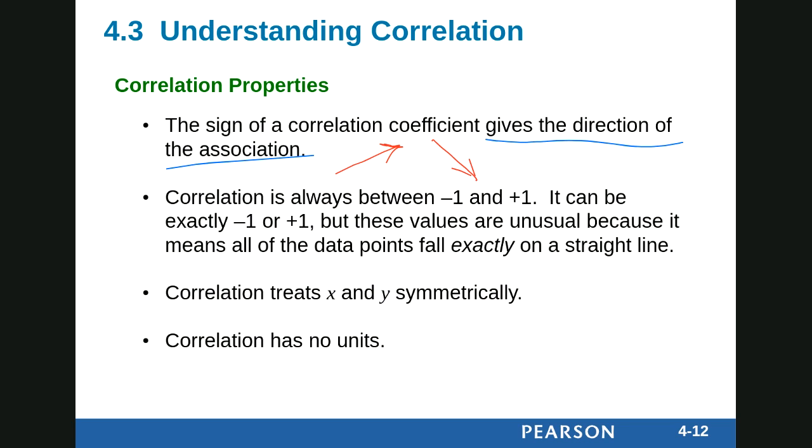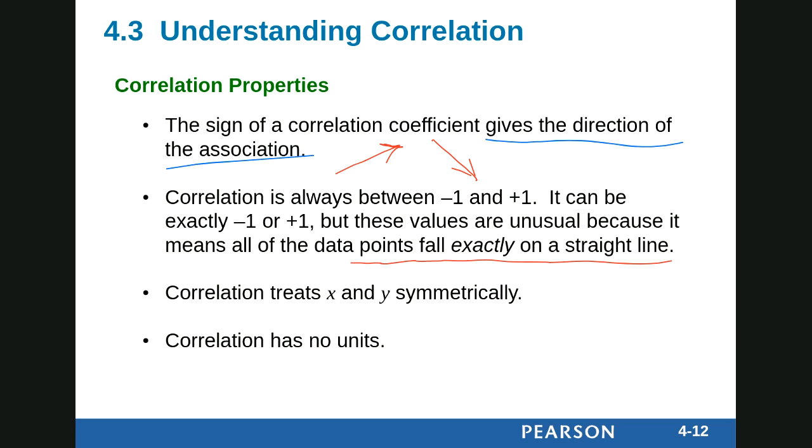The next property is that correlation, that value that you calculate, will always be between -1 and +1. It could be exactly -1, or exactly +1, or it could be 0, but it's got to be between those two values. If the correlation that you calculate is exactly +1 or exactly -1, then that just means that all the points fall on the line in your scatter plot.